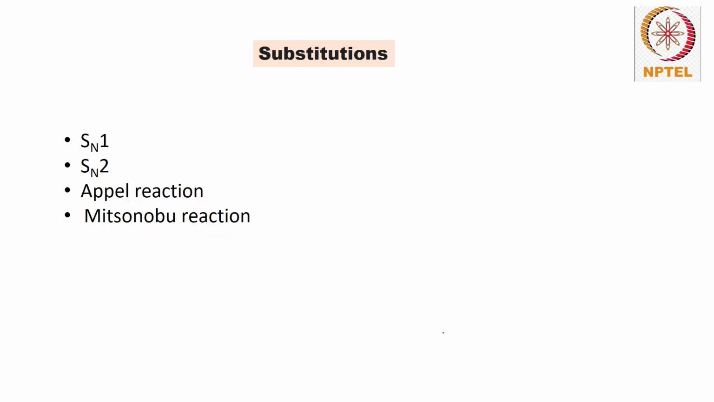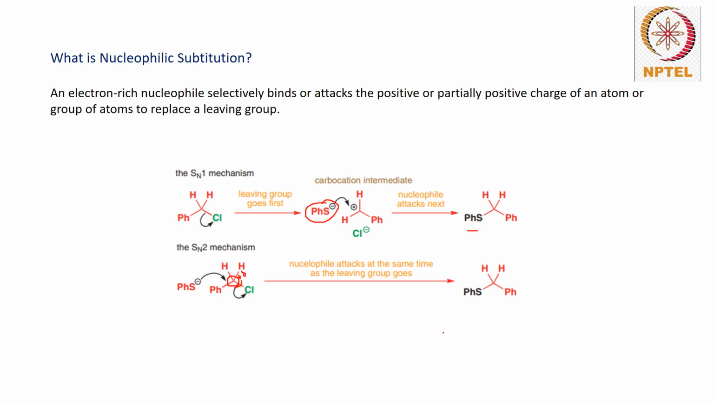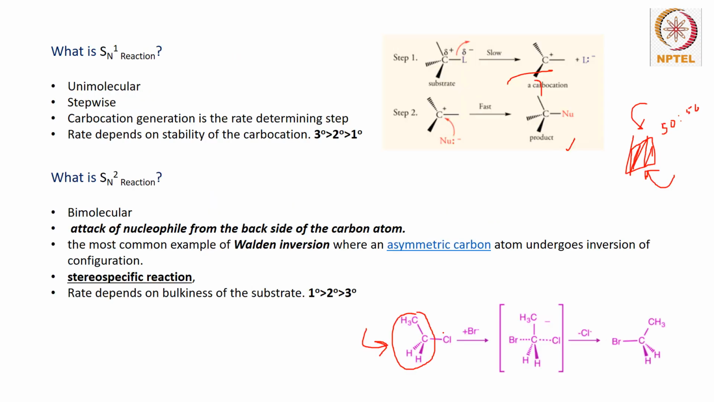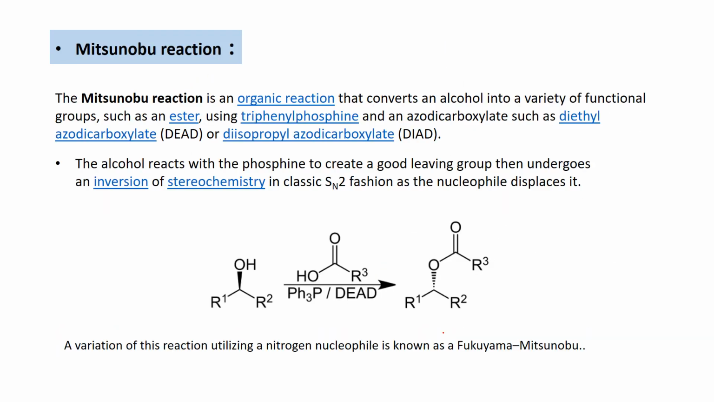Today we discussed different types of substitutions. First is SN1, then SN2. Then based on these, we discussed some important named reactions, the Appel reaction and the Mitsunobu reaction, and the advantage of these reactions. By these reactions we can take hydroxyl, a bad leaving group which is not prone to being removed from a system, and replace it very easily by turning it into a good leaving group.